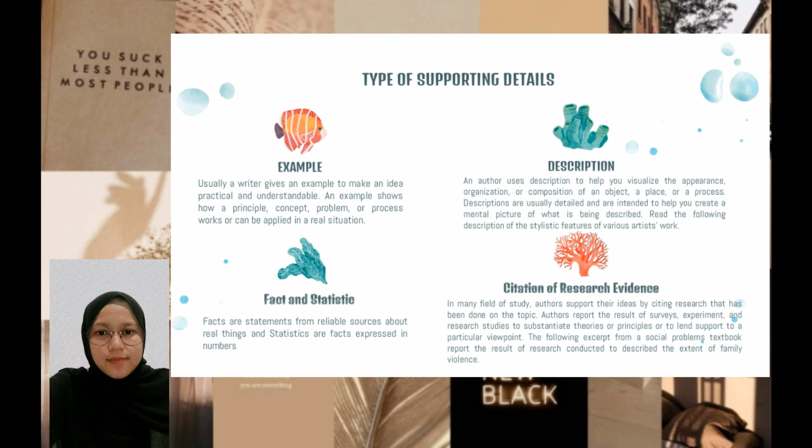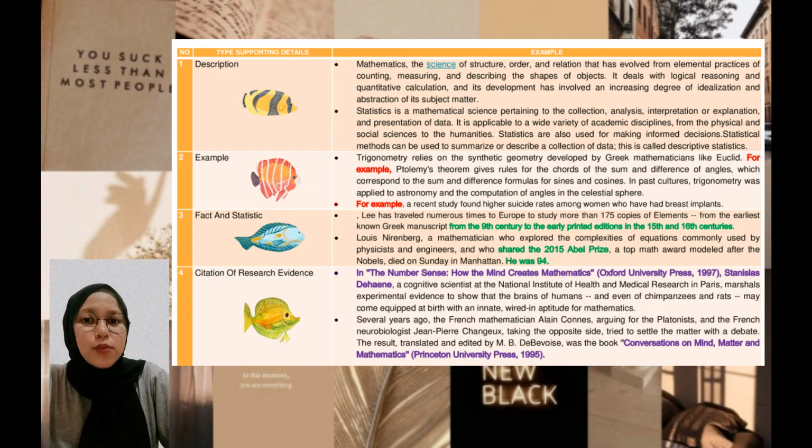Types of supporting details. The first, description. In the table, we can see an example of description used to describe mathematics and statistics. The second, example. In the example of supporting details, there is a word for the example.